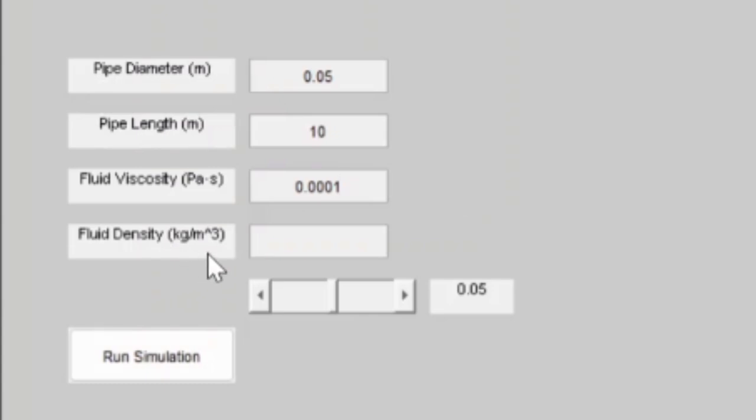And then next we have the fluid density, which defines the mass per unit volume of the fluid. A higher density fluid will experience a higher pressure drop at the same flow rate. I will set this to 1000 kilogram per cubic meter, which is typical for water.